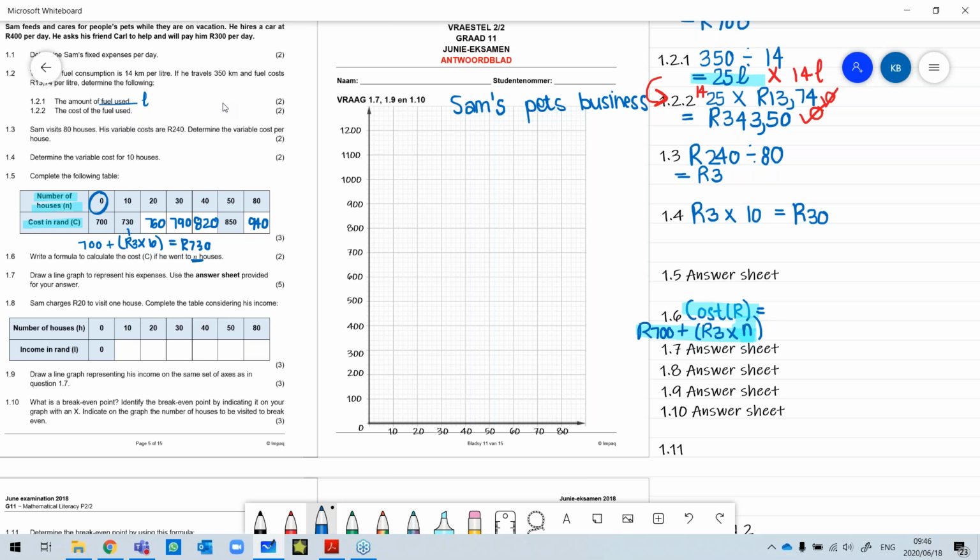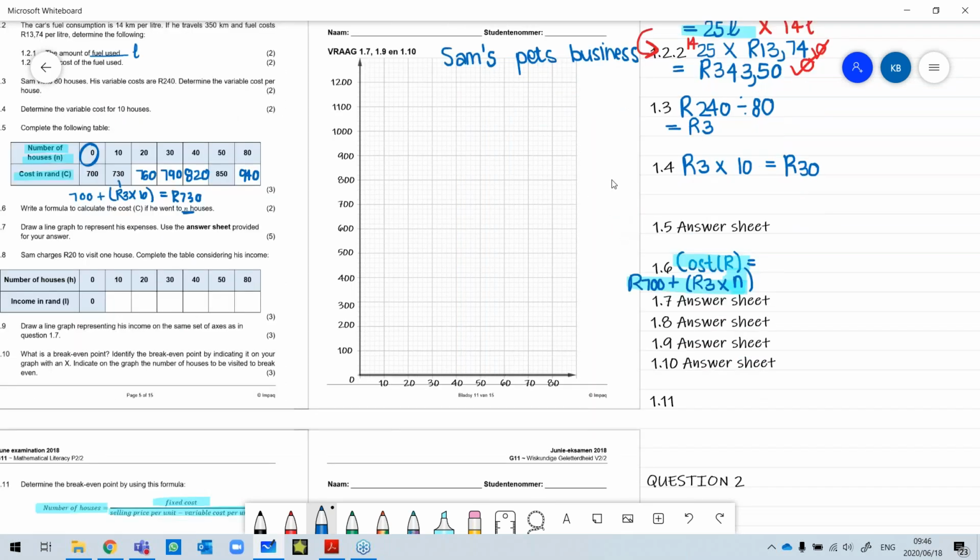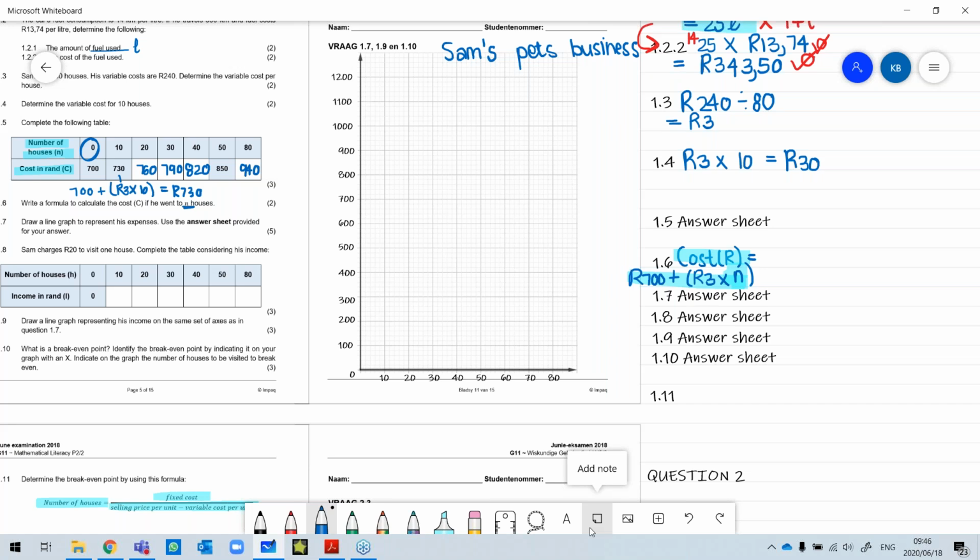Okay. Then we have to label our X and Y axis. So first of all, the information on our X axis will be the number of houses, and then the information on the y-axis will be the cost. So in this case, for this graph, it's going to be the expenses, cost in rand. Now, first of all, let's plot all the information.